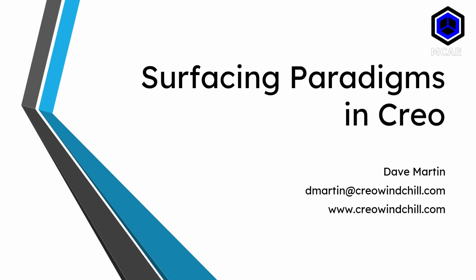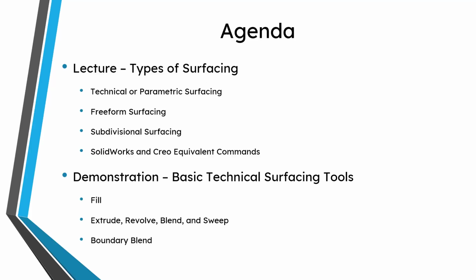This is part one of a series on surfacing. In this video, we are going to start off with a few different slides. I'm going to talk about the three different paradigms for surfacing in Creo Parametric: technical surfacing, freeform surfacing, and subdivisional surfacing. Then I'll go through the equivalence between SolidWorks commands and Creo Parametric commands. Then I'll jump into a demonstration to show you some basic technical surfacing tools.